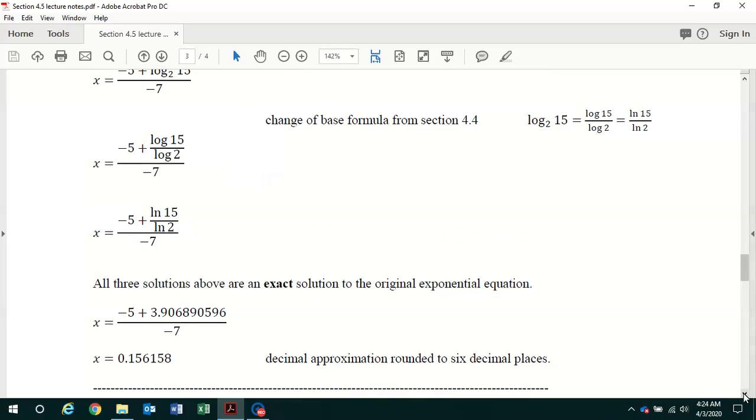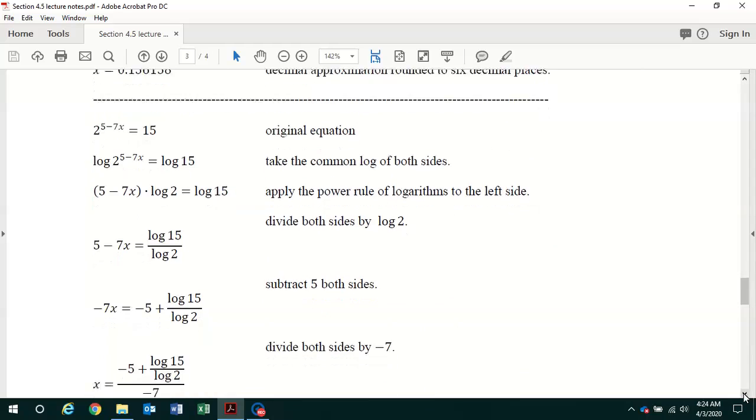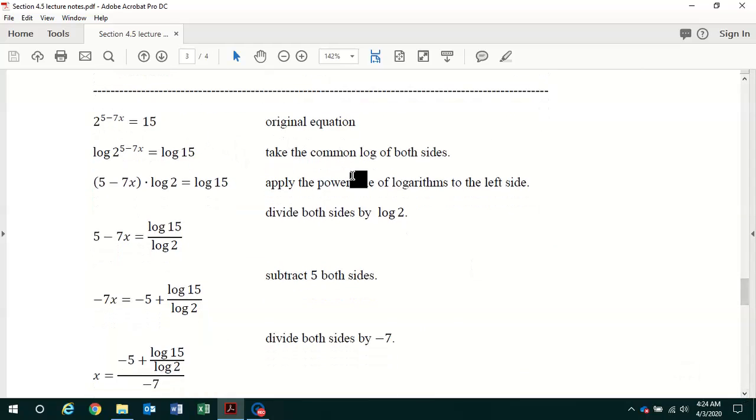So instead of converting from exponential form to logarithmic form, you can just take the common log of both sides, apply the power rule of logarithms, and get the same exact solution as up above. Now, a third method is, instead of taking the common log of both sides, you could take the natural log of both sides. And if you use the natural log instead of the common log, you'll have natural log of 15 divided by natural log of 2 down here.